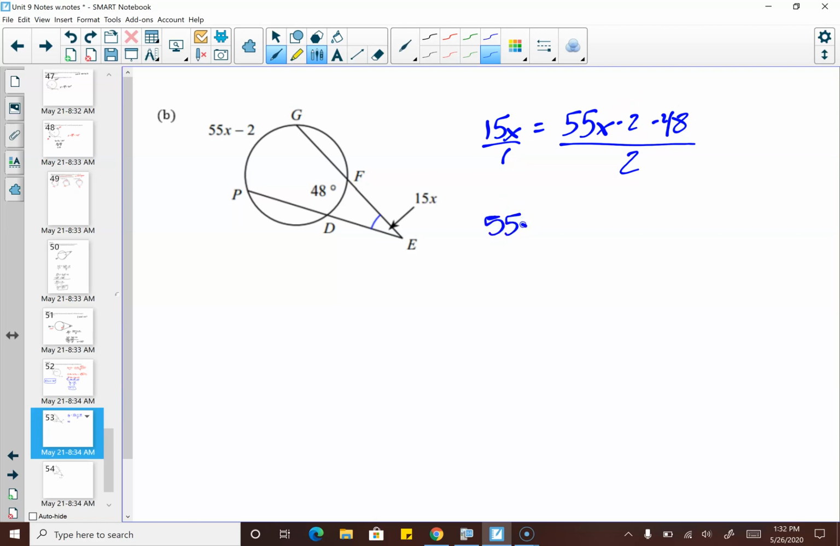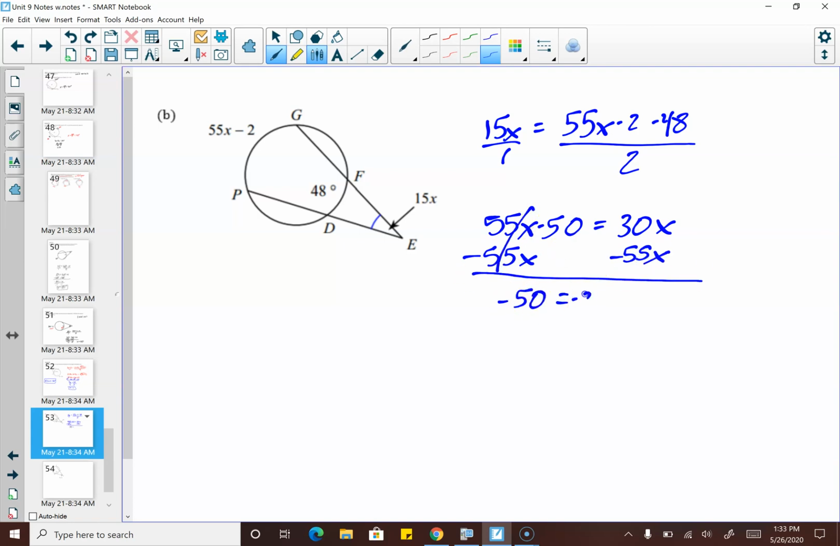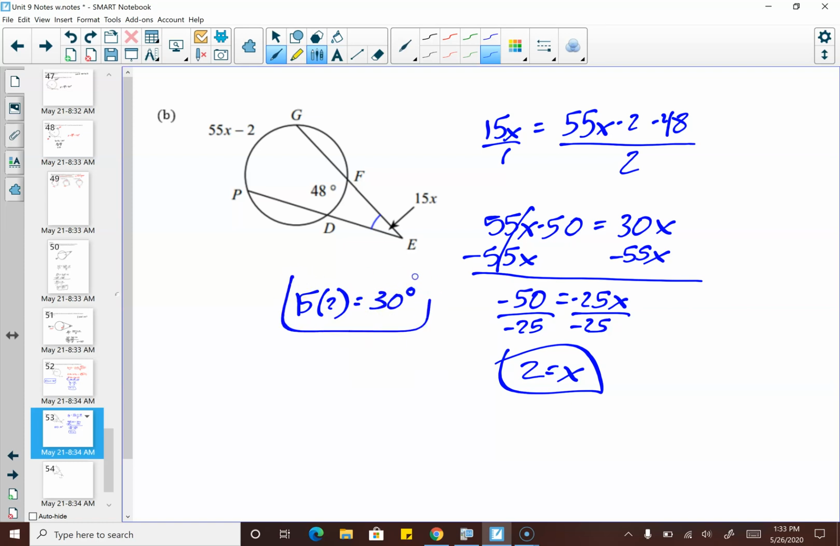So we get 55x minus 50 equals 30x. We have to subtract the 55x on both sides. So that's going to give us negative 50 equals negative 25x. Divide by negative 25, and we get that x is 2. So now if we want to find out what the angle outside is, 15 times 2 gives us 30 degrees. So we get an x value of 2 and an angle of 30.